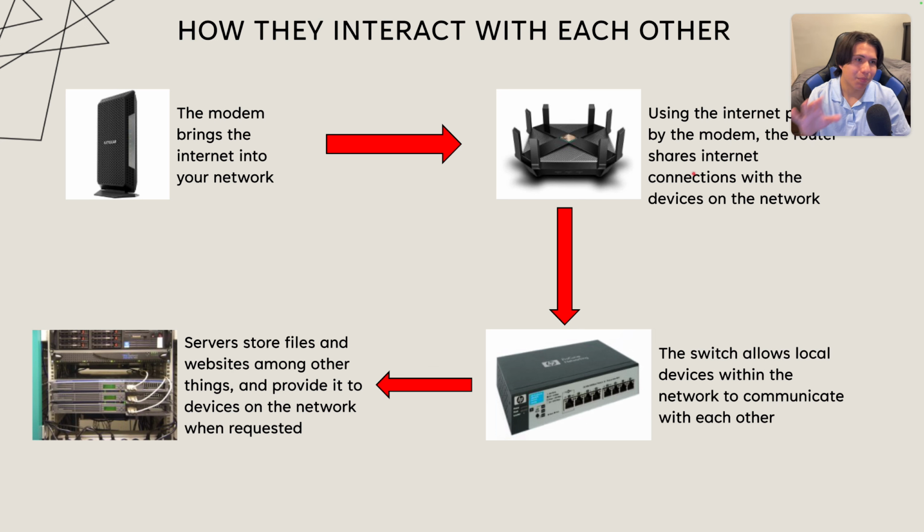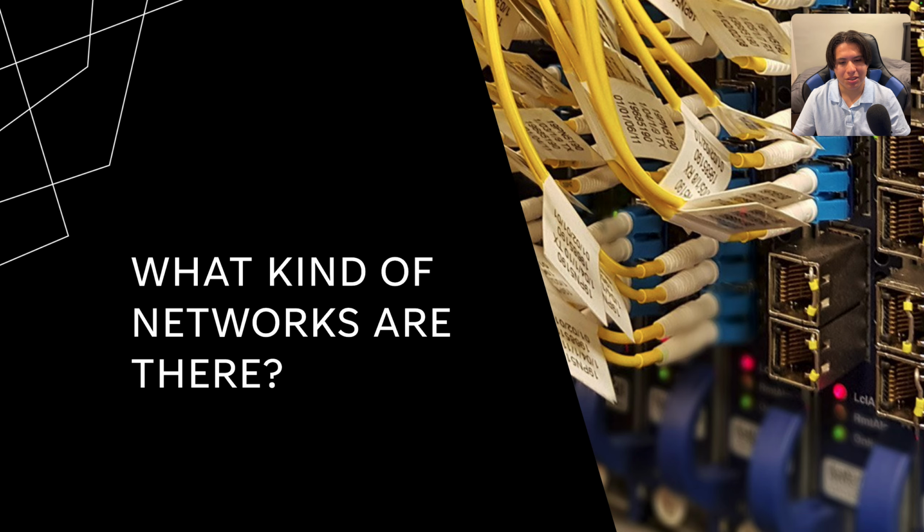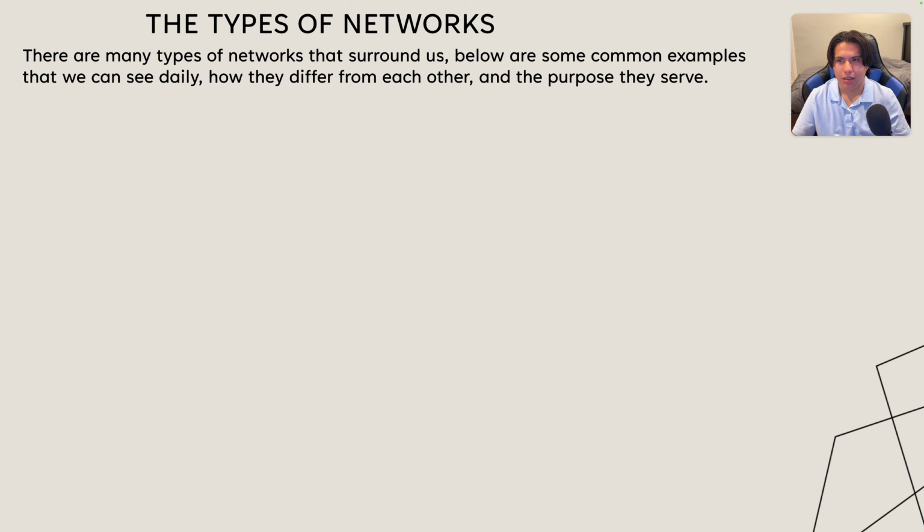So now this is like a mini network we see here, and how the pieces fit like a puzzle. If you don't have one in this situation, you don't have a network. Each device in the network plays such an important role in making that good system. So now, what kind of networks are there? There are many types of networks that surround us.